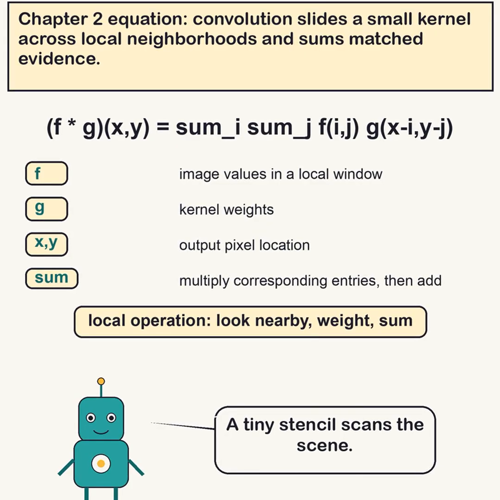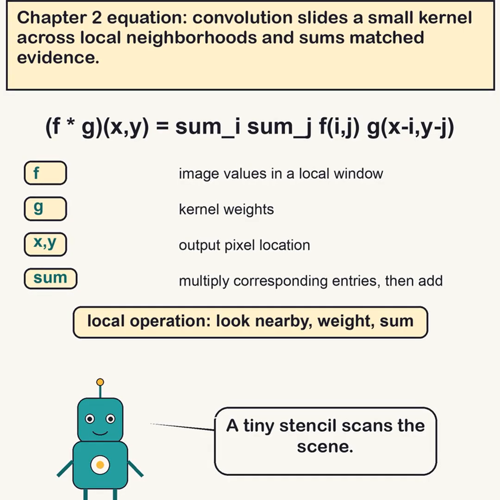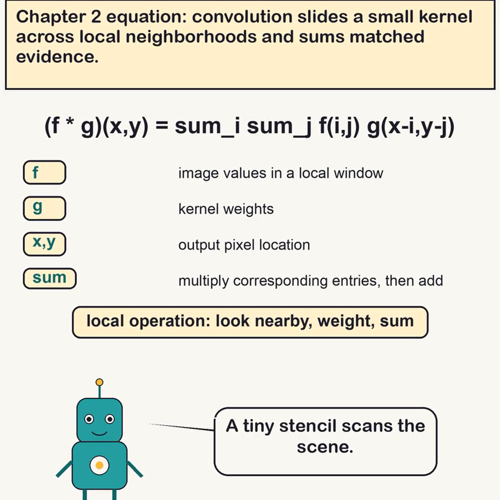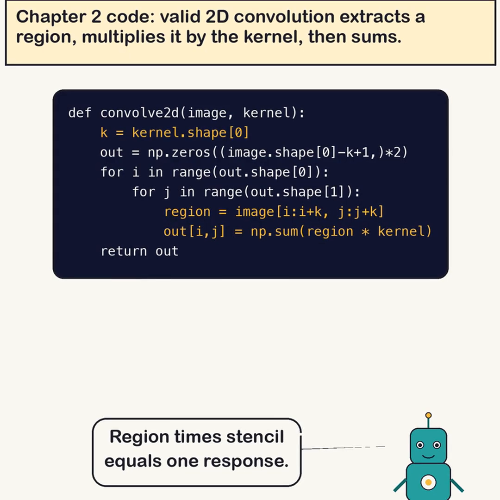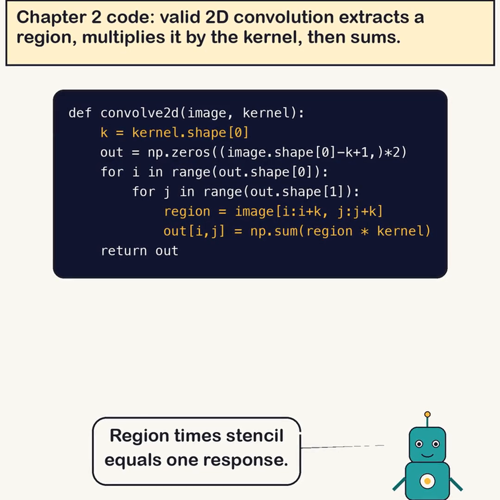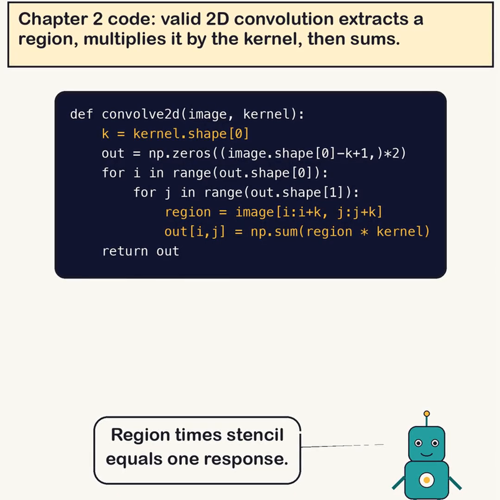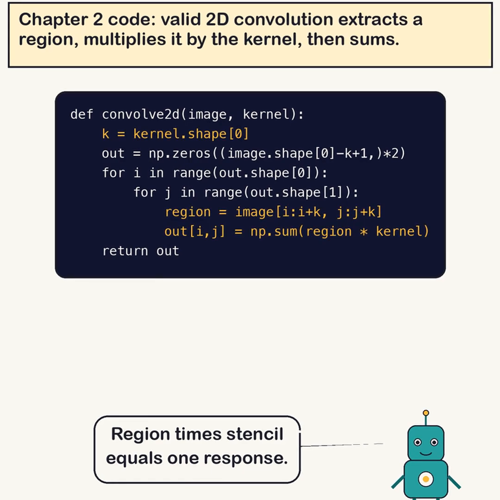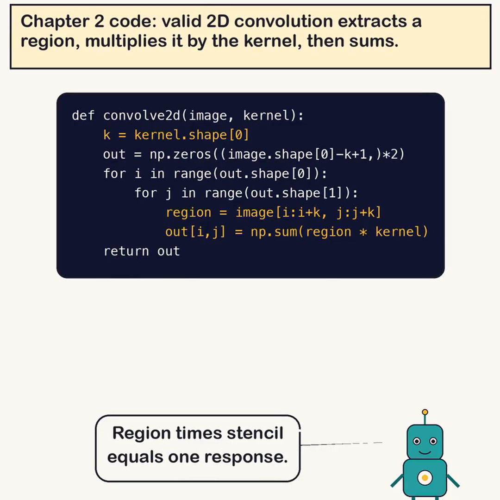Real-world analogy. Convolution is like sliding a small stencil over a map and scoring how strongly each neighborhood matches the stencil. A tiny stencil scans the scene. The code version extracts a local region from the image, multiplies that region by the kernel, and writes the sum into the output. The kernel size controls how large the neighborhood is. Valid convolution uses only positions where the full kernel fits.